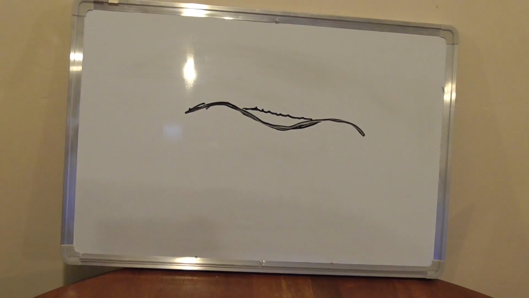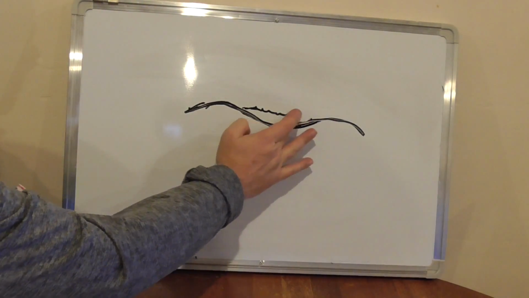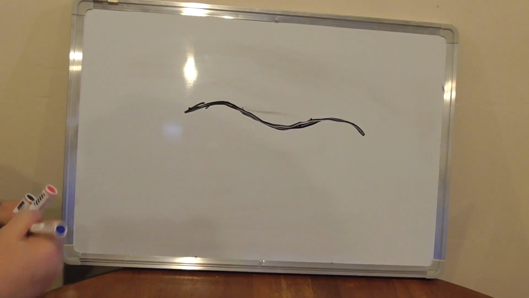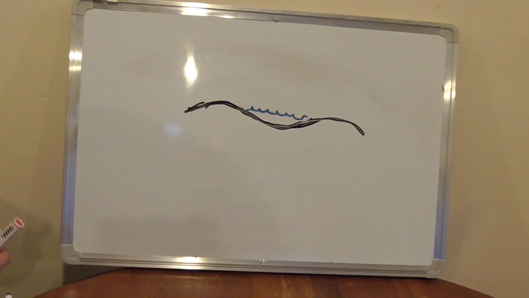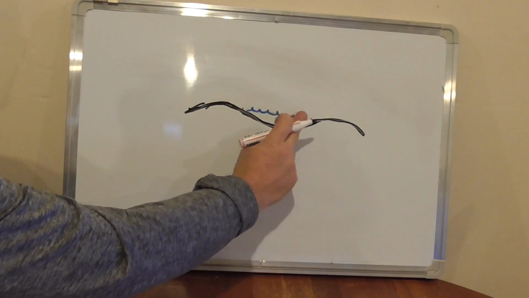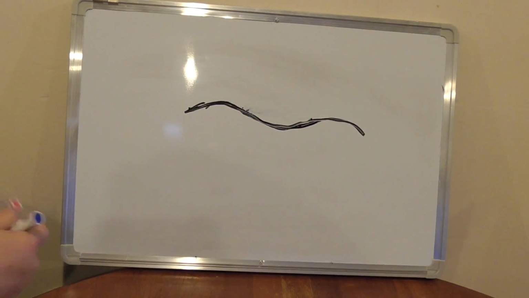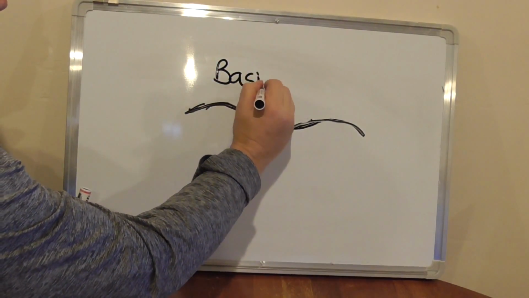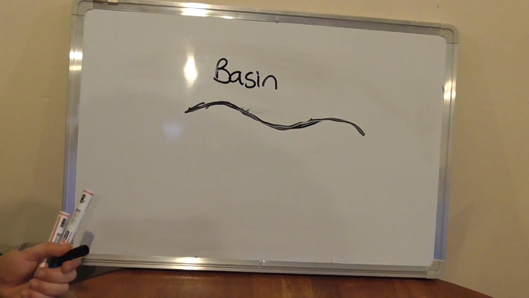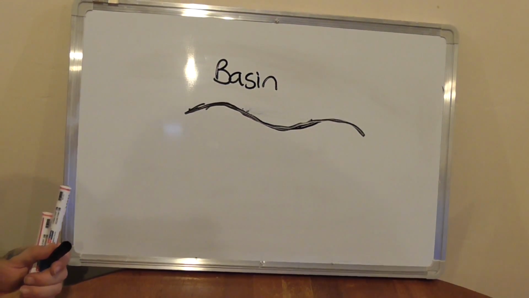Here we go. So let's imagine we've got a basin there. That's what's called a basin, and it may or may not have water in it. It may have water in it, it may not. So a basin is just like a basin that you might have in the bathroom.